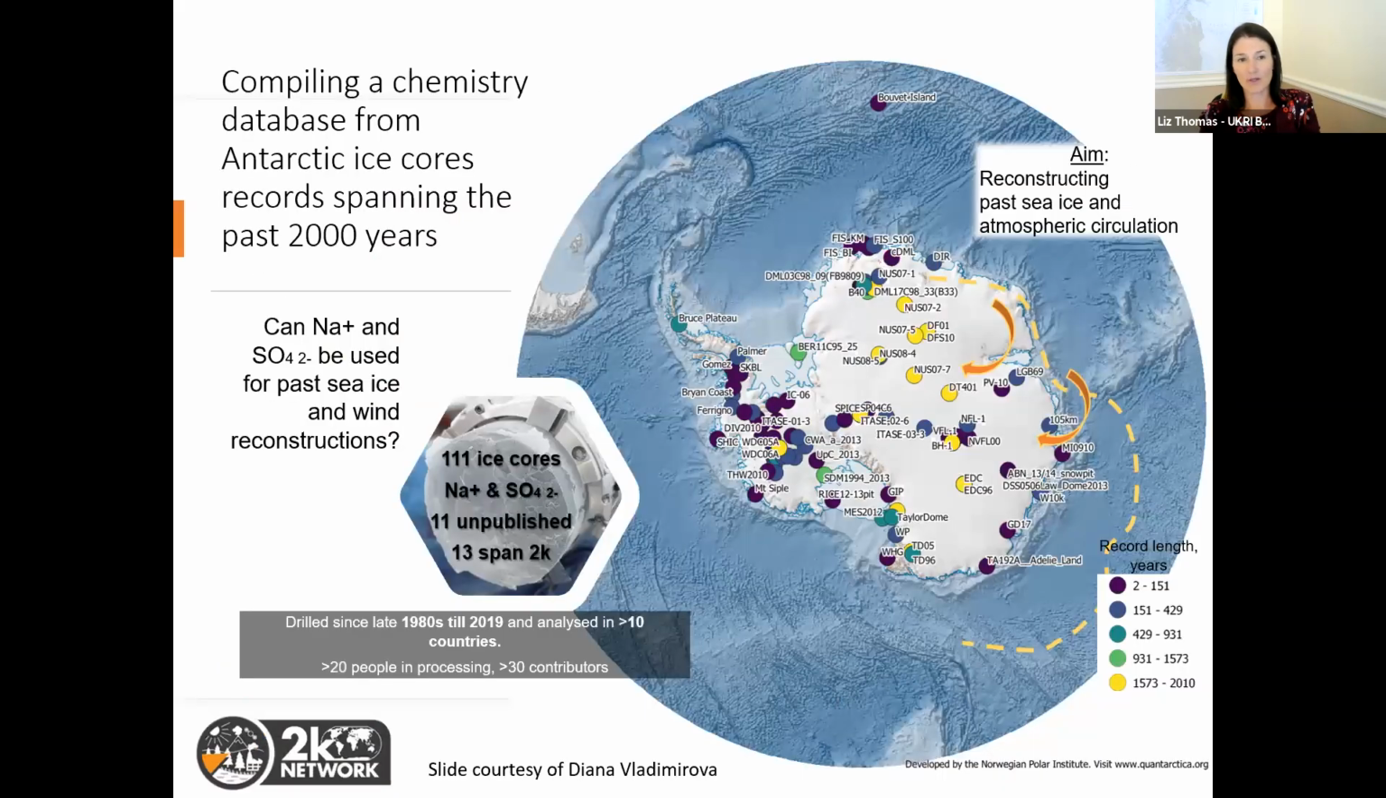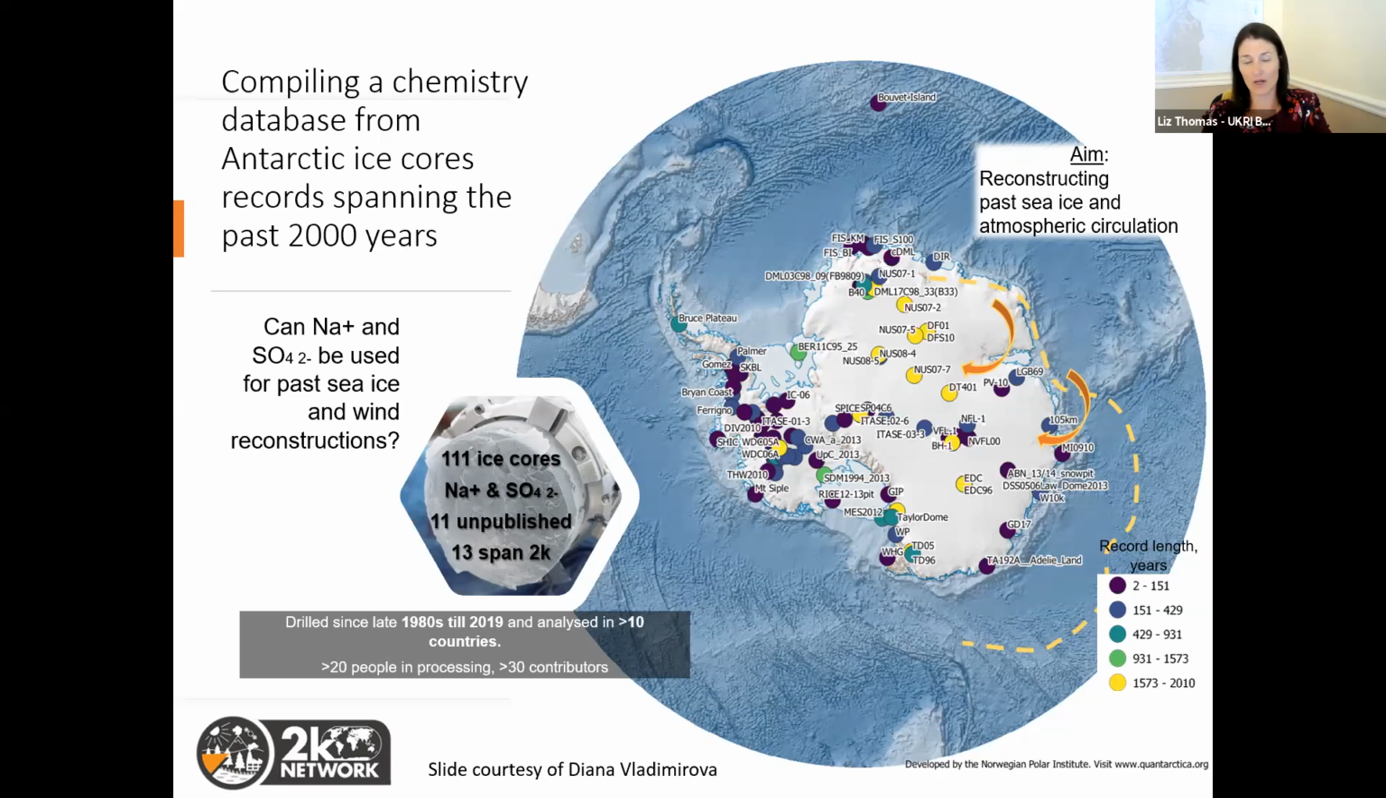And the final thing that I'm going to just quickly give you a glimpse into is a new compilation that I'm working on to try and produce more of a continental reconstruction about what's been the changes in sea ice and atmospheric circulation. So in much the same way as we collated all of the snow accumulation records, this is some more work that I've been doing on behalf of the Climate 2K working group that I lead, where we've been compiling sodium and sulfate records from all the available ice cores.